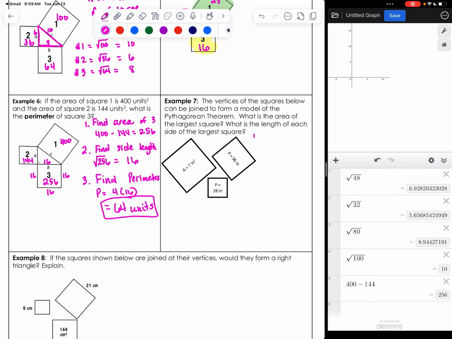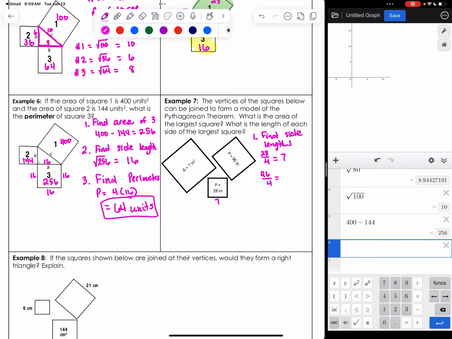So step 1, find side lengths. So 28 divided by 4 is equal to 7. So I'll put a 7 there. And 96 divided by 4, I think is 24, but I just want to check. 96 divided by 4. Yes, 24. So these side lengths are 24.